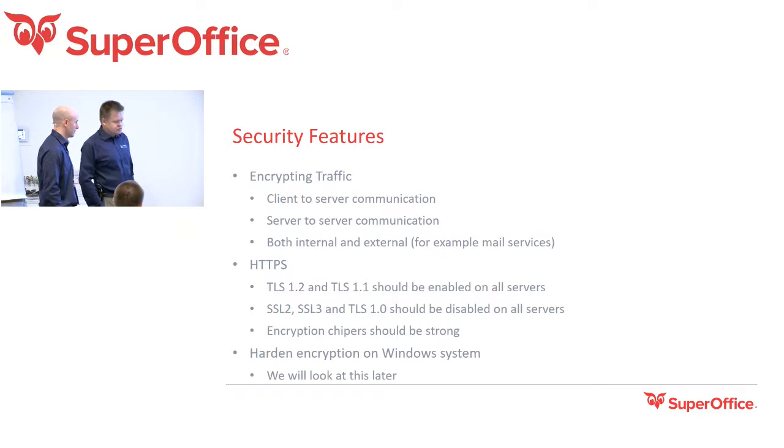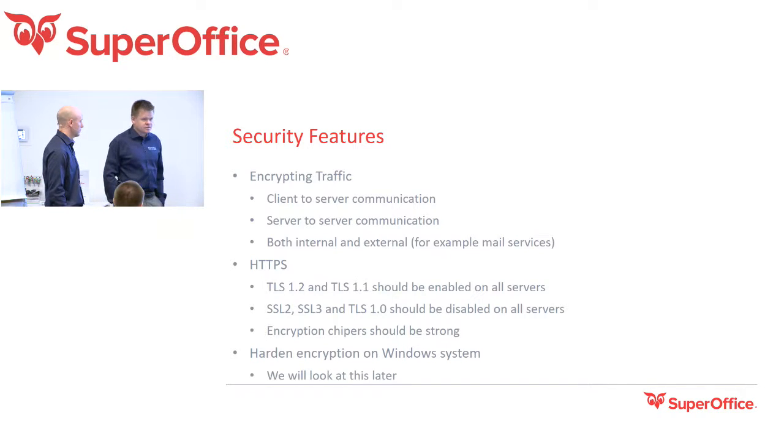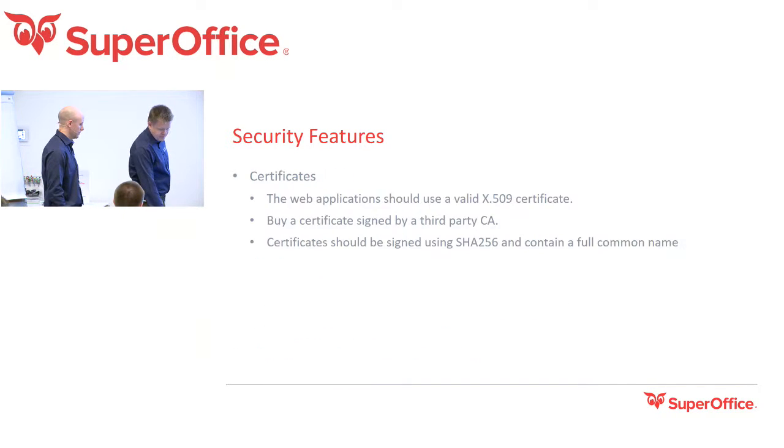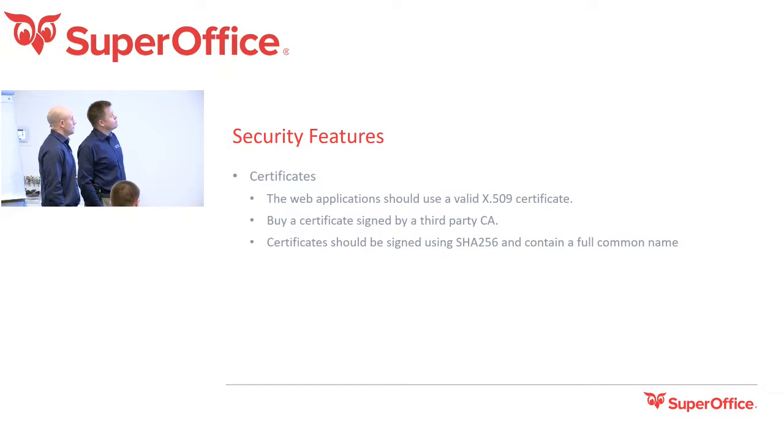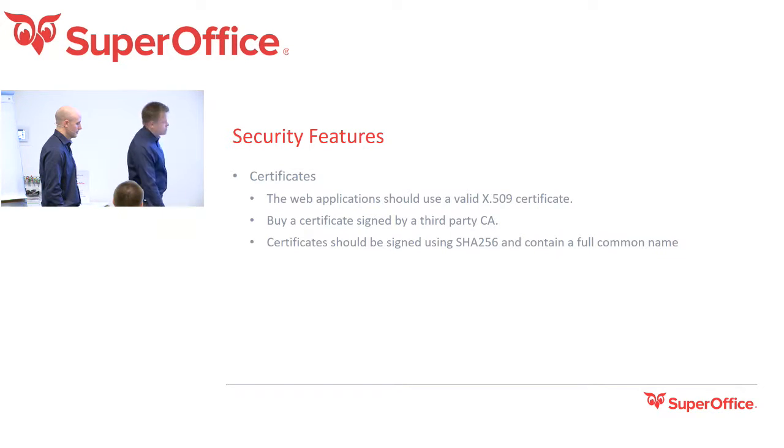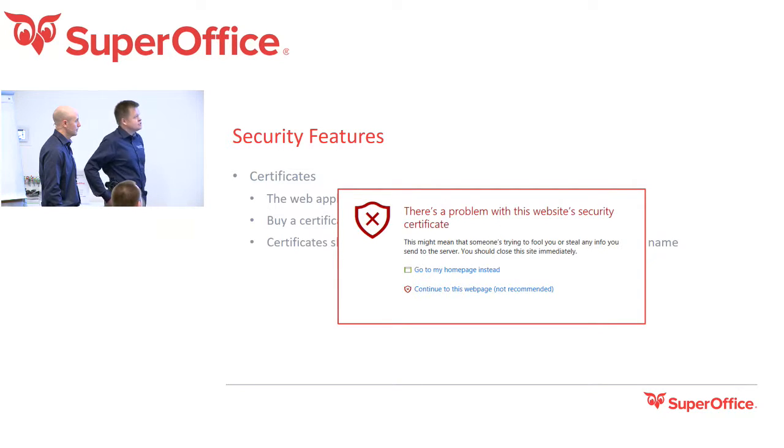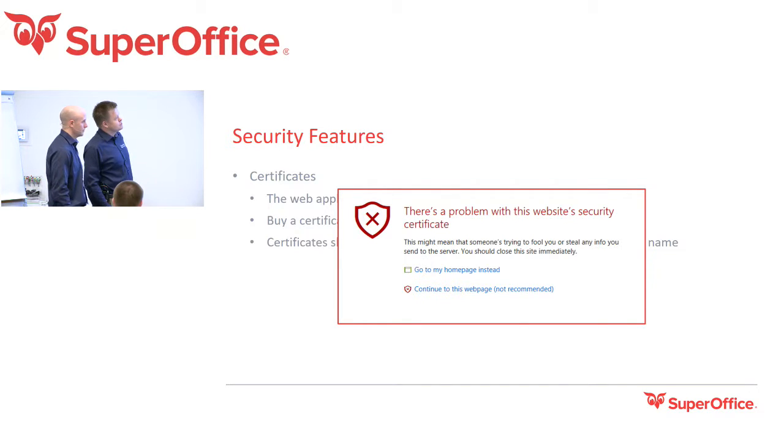And you should harden the encryption on the Windows servers. We will take a look at this later, how that is done. And when it comes to certificates, make sure you have a valid certificate that you have bought from an external CA. Don't use a self-signed certificate. If you do, you'll get something like this in browsers. This is from Edge. It looks scary to me. I wouldn't go in here.